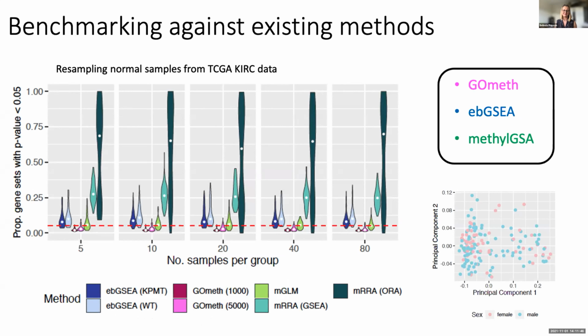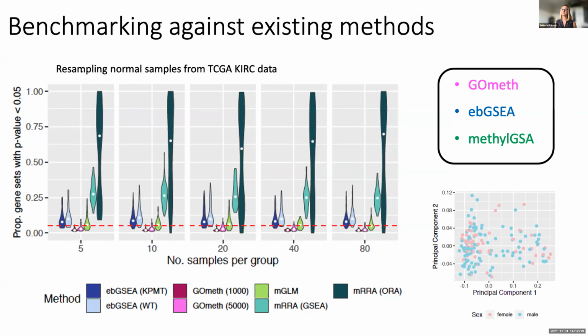By the time we got around to writing the paper, there were 2 other software packages available that do this: EBGSEA and methylGSA. methylGSA is a Bioconductor package, and EBGSEA is a method that's available in the CHAMP package, or the better implementation of it is actually on GitHub. The issue though is that these 2 methods require the M values, whereas with GOMETH you can just give it CpGs to do the enrichment analysis.